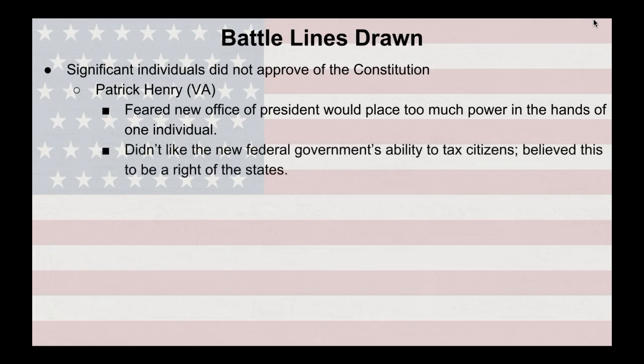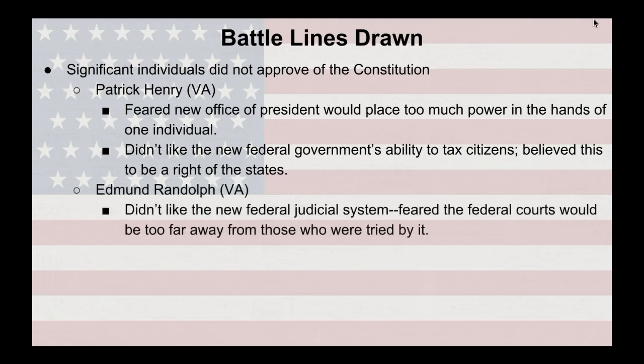He also didn't like the federal government's ability to tax citizens, and he believed that this should be something that stayed with the states, not the federal level. The thinking behind this is that the closer you get to the people, the more localized politics are, the more that level of government understands the people. And so with the federal government so far removed from the individuals, they're not going to understand the needs of the individuals. And so there's going to be Patrick Henry speaking out against the ratification of the Constitution.